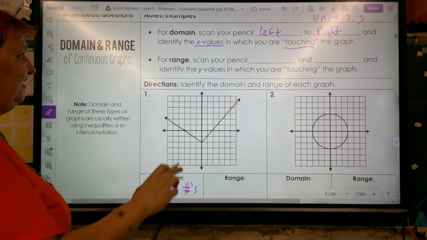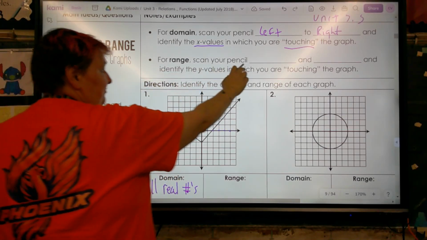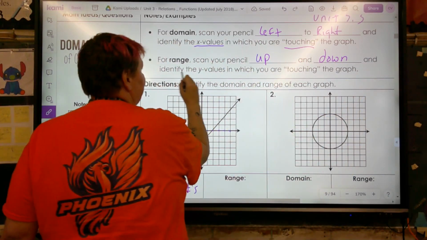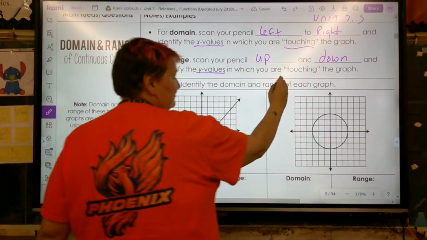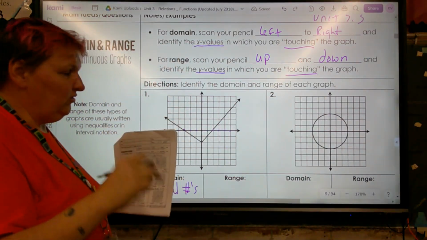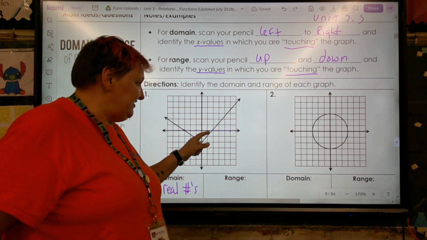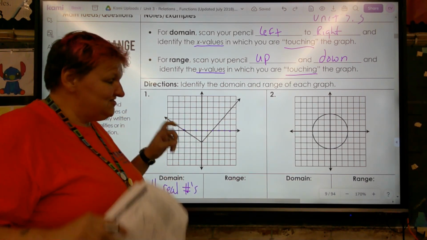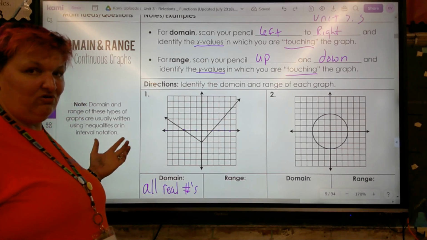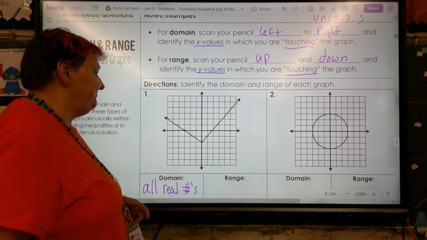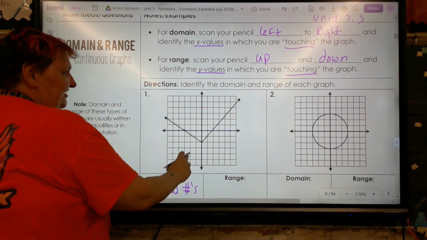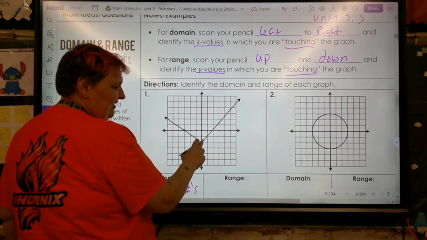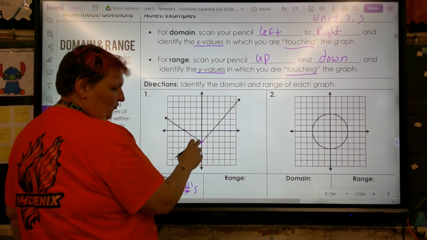Now, this is where you have to be careful. For range, scan your pencil up and down and identify the y values in which you are touching the graph. It says touching in quotes because even though the line specifically touches the x-axis here, it touches everywhere because it'll cross eventually, right? So the range, let's figure out where our range is. Let's start right where the point is because that makes the most sense to me. It touches the y-axis here.